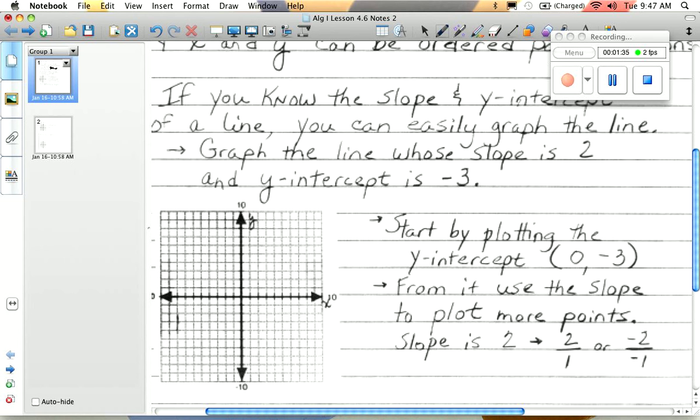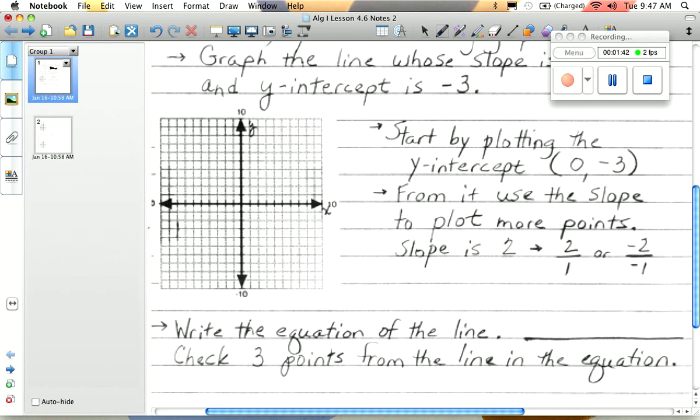So graph the line whose slope is 2 and the y-intercept is -3. I say here, start by plotting the y-intercept at ordered pair 0, -3. So we go to the y-axis, and we're going to put a point at 0, -3. We know that line is going to cross the y-axis there. Well, knowing that the slope is 2, that means we should be able to, because remember, between any 2 points on that line, it has a constant rate of change, that slope.